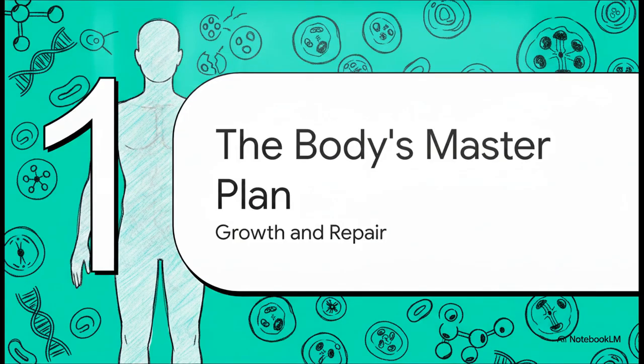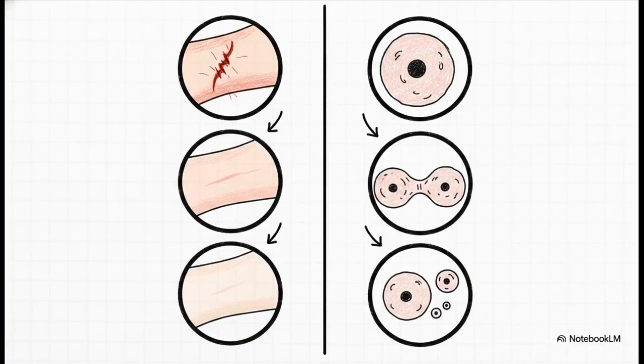Okay, Section 1, the body's master plan, focusing on growth and repair. Notice this macro view we're showing here? It's just a simple scratch on the skin healing over time. But then look at the micro view alongside it, showing the underlying cellular action. The body's ultimate master plan is essentially creating millions of new cells for growth and repair, all stemming from just a single cell. Understanding this invisible machinery is absolutely crucial for seeing exactly how one single starting cell can develop into a highly complex, fully functioning organism like you.